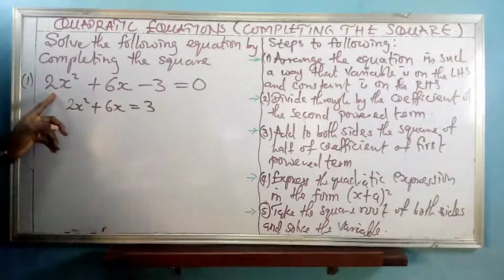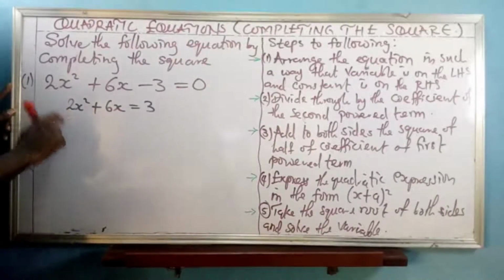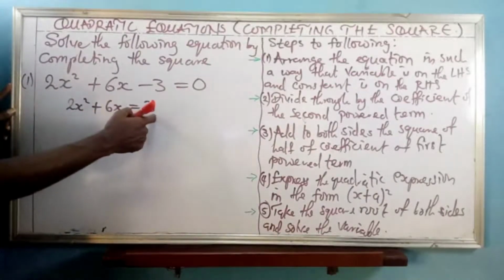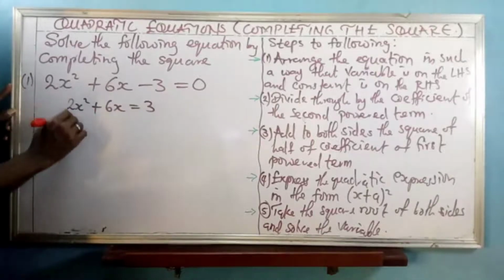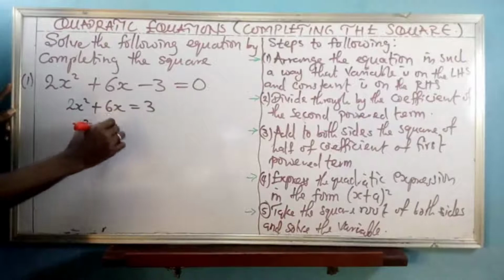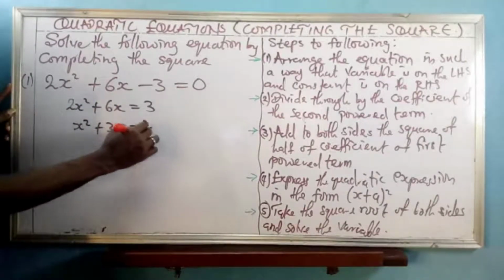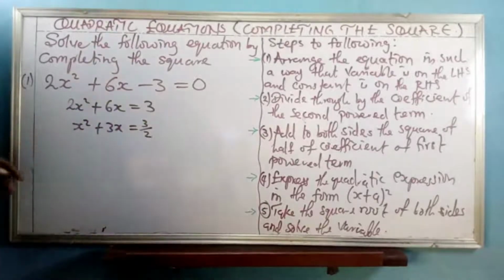This is the second power. We divide through by the coefficient. What's the coefficient here? 2. That's very good. So we have to divide everything by 2. Okay, that's what that one is saying. When you divide this one by 2, you're going to have x squared alone plus 3x, that is 6 divided by 2, that's 3, is equals to 3 over 2. Are we following? Shall we move on?